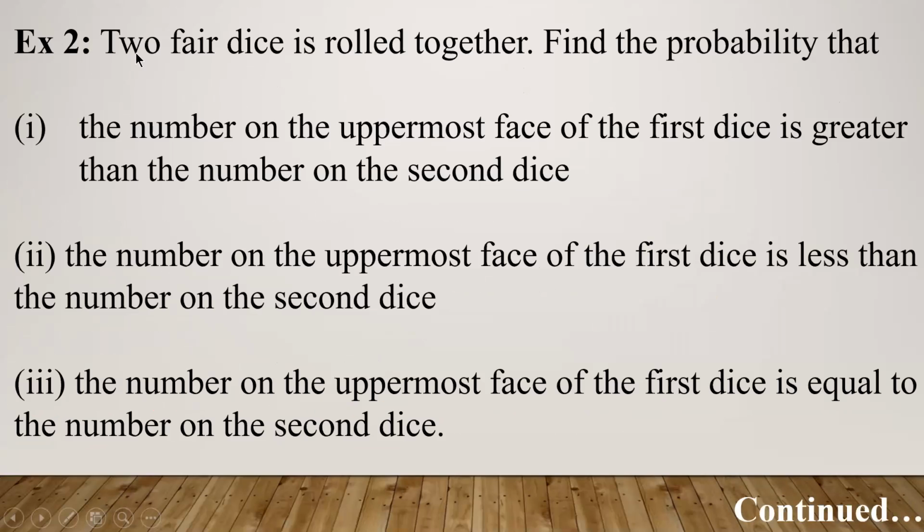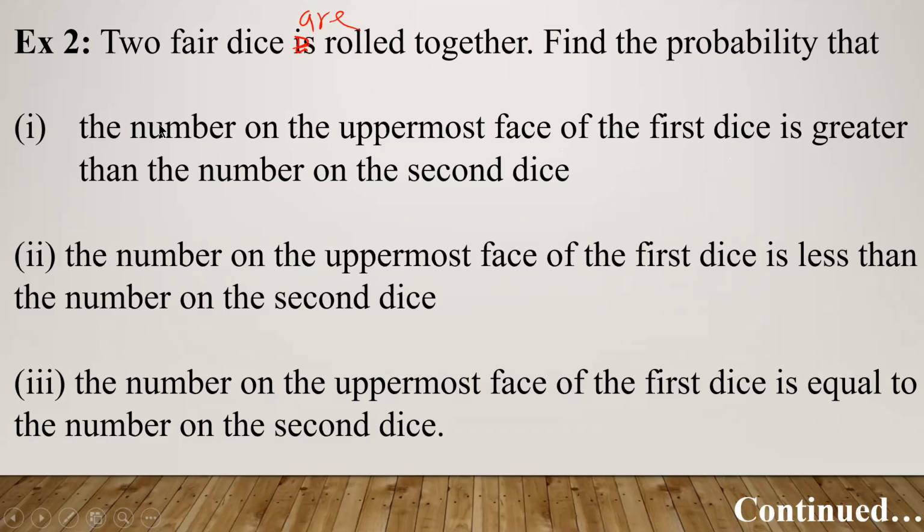Look at this question. Two fair dice are rolled together. Means you are throwing two dice together. Find the probability that, what probability you have to calculate here? The number on the uppermost face of the first dice is greater than the number on the second dice.